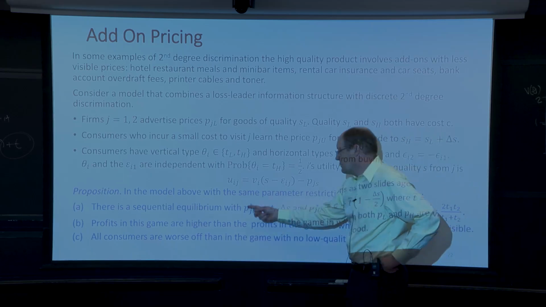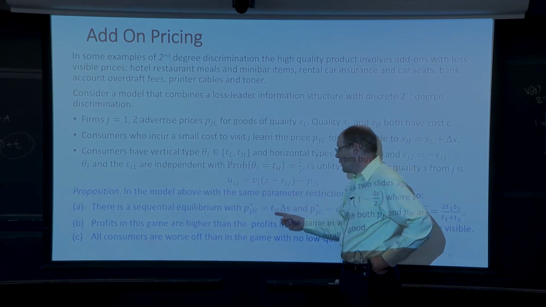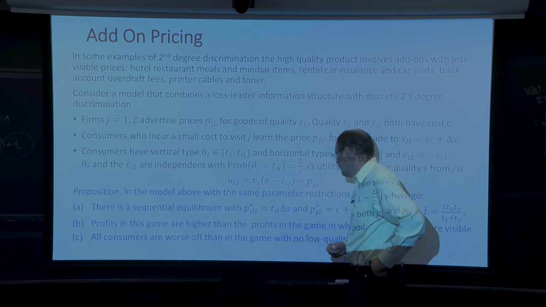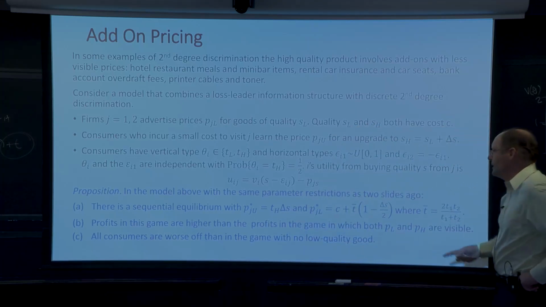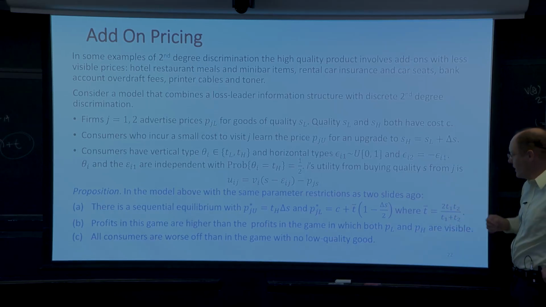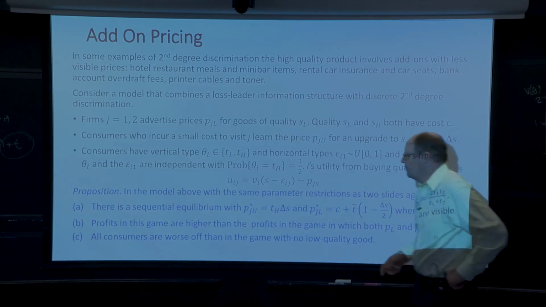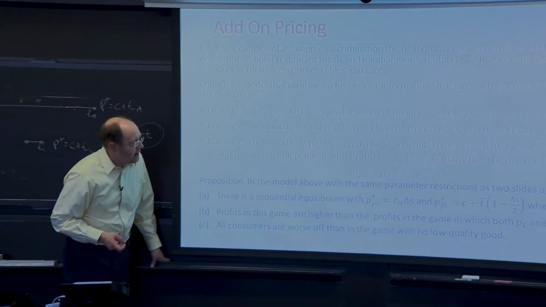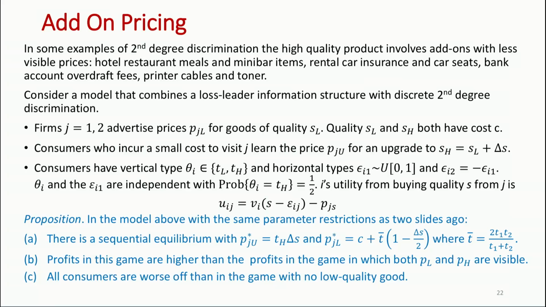For the high types, the price of the upgrade is what the businessmen are willing to pay for the rental car seat. And then the price of the low quality good ends up being this, which I won't get into. But the main applied conclusions are that profits in this game are higher than the profits in the game where PL and PH are both visible.